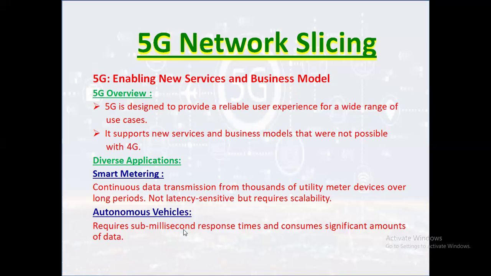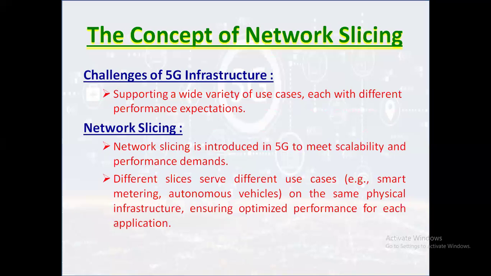Additionally, autonomous vehicles generate and consume significant amounts of data, and high bandwidth is necessary for seamless operations. By leveraging 5G's capabilities, manufacturers and service providers can enhance vehicle safety, optimize traffic flow, and create a more responsive transportation system, ultimately transforming the future of mobility. That's all about the applications of 5G. The smart metering and autonomous vehicle applications are very important applications.